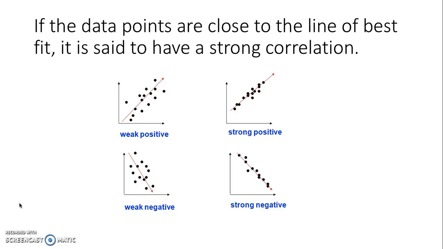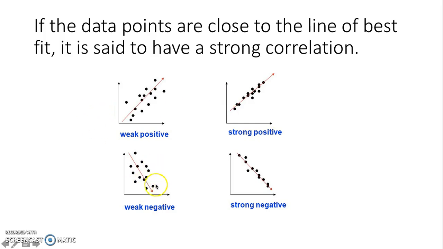So if the data points are close to the line of best fit, it's said to have a strong correlation. So let's take a look at these examples right here. These two top ones have a positive correlation, and you see our line of best fit is right here on this top one. But since the points are so far away from each other, it's said to have a weak positive correlation. On the other hand, a strong positive correlation is you can see all of the points are very close together and very close to the line of best fit. So that's why it's a strong correlation.